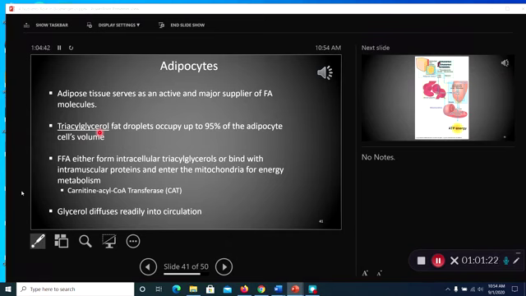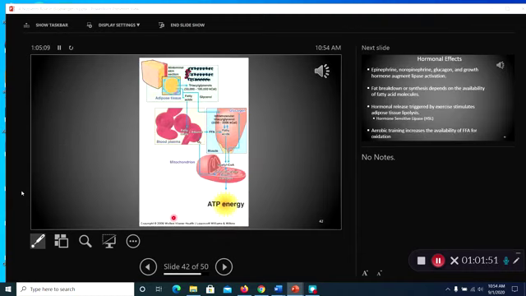Okay, so that makes sense. Most of adipocytes is fat, right? Triacylglycerol. Free fatty acids either form intracellular triacylglycerols or bind with intramuscular proteins and enter the mitochondria for energy metabolism. In this case, it's a carnitine acyl-CoA transferase. They'll abbreviate it CAT. Glycerol diffuses readily into circulation. Then it'll go to the liver for processing.